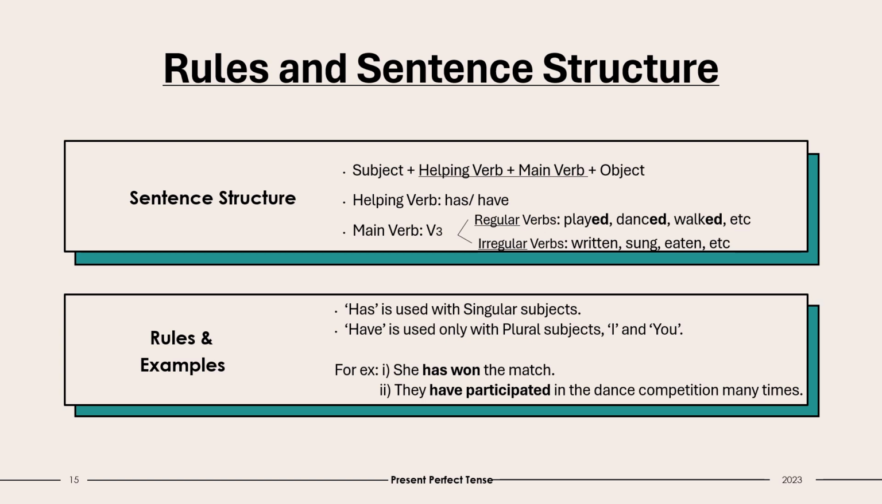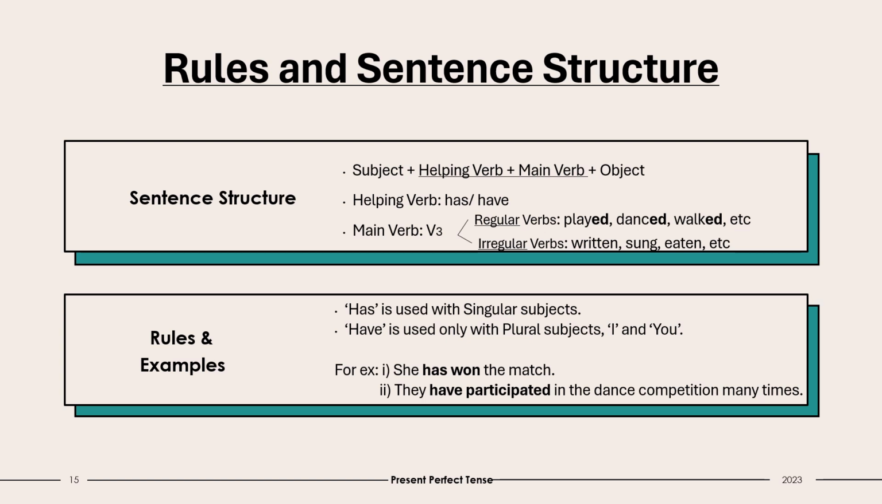However, irregular verbs do not follow the same pattern. For example, write, wrote, written. So write का third form क्या होगा? Written. Similarly, sing, sang, sung. So sung is the third form. Sanged या singed नहीं, sung. Eat, ate, eaten. So eaten is the third form. Eated नहीं. It's wrong. Eaten is the right verb.